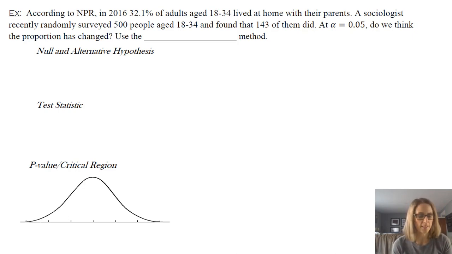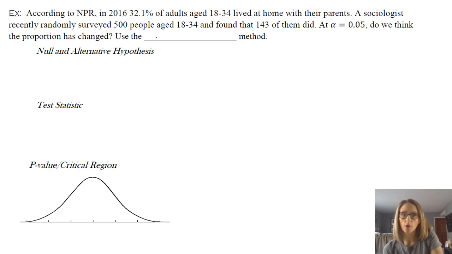So we're looking at hypothesis testing for a proportion. Let's take a look at this example. According to NPR, which is National Public Radio, in 2016, 32.1% of adults aged 18 to 34 lived at home with their parents. A sociologist randomly surveyed recently 500 people aged 18 to 34 and found that 143 of them lived at home with their parents. At a significance level, alpha, of 0.05, do we think the proportion has changed?